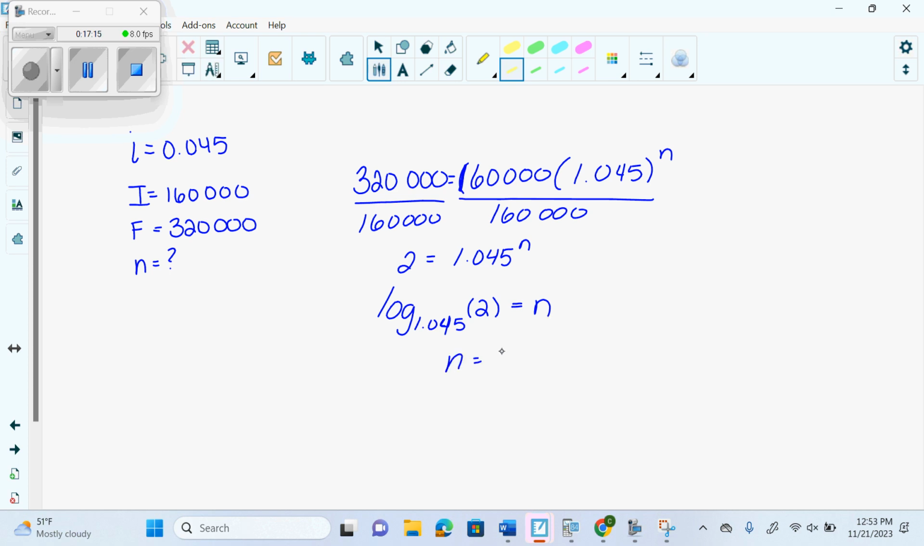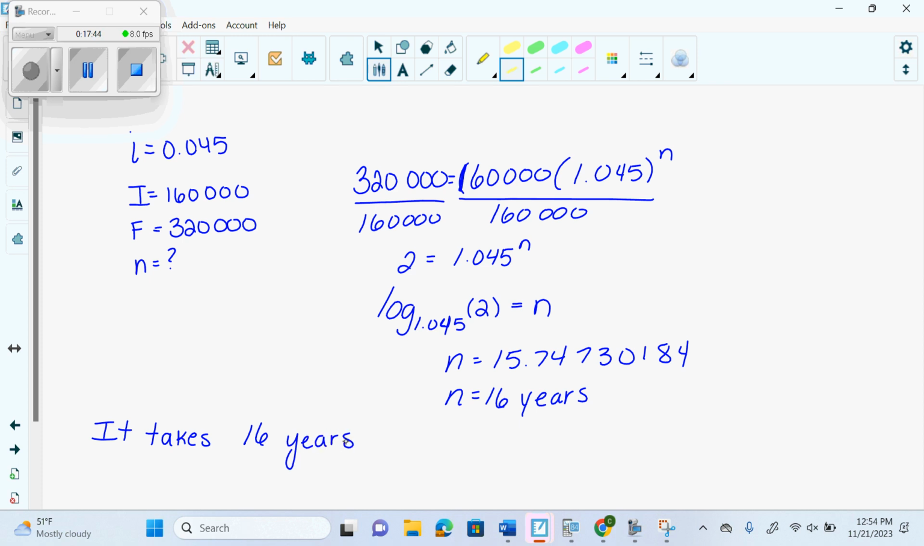So N equals 15.74730184. And the question says to the nearest year. So N equals 16 years. It says determine the number of years to the nearest year for the population to double. So it takes 16 years for the population to double.